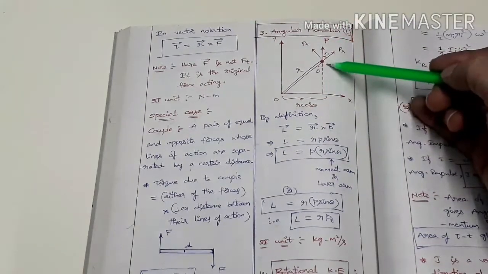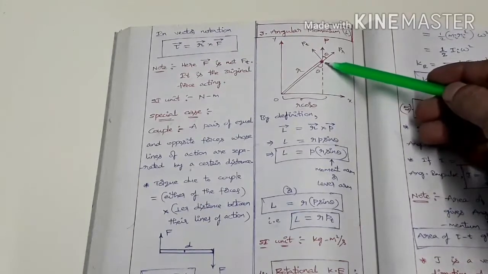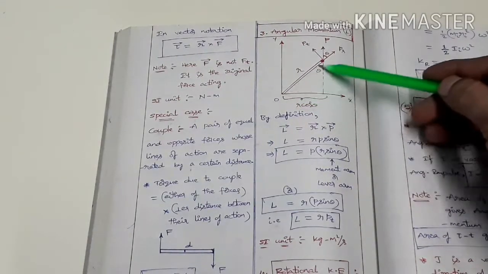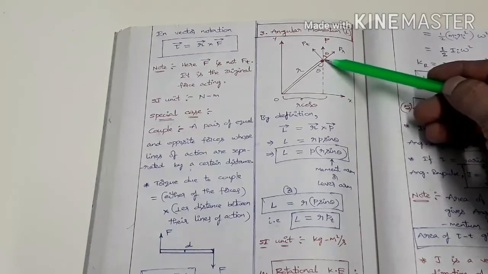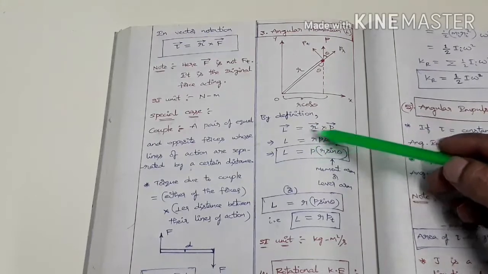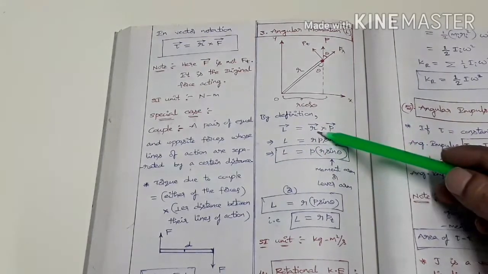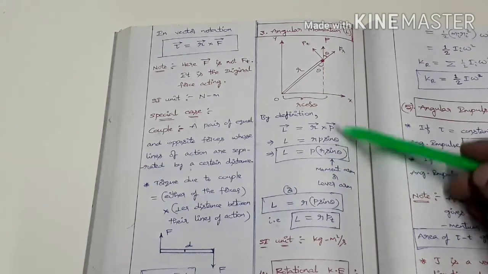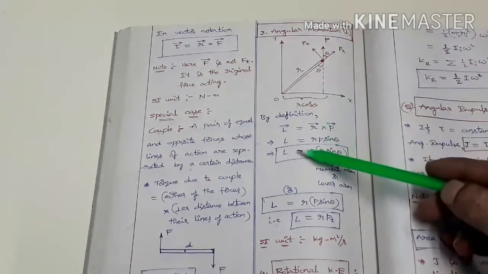This point mass is the given mass here. This is a massless rigid rod, at the end of which we are considering a point mass. So by definition, L bar equals r bar cross P bar. What is r bar? Radius vector. What is P bar? Linear momentum.